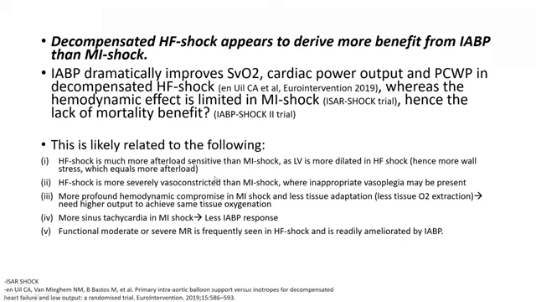Another important idea about balloon pump is that in decompensated heart failure shock, there are two types of cardiogenic shock, heart failure shock and MI shock. Heart failure shock appears to derive more benefit from balloon pump than MI shock. Balloon pump dramatically improves PaO2, cardiac power output, and wedge pressure in decompensated heart failure shock, whereas the effect is more limited in MI shock, hence the lack of mortality benefit in the IABP-SHOCK II trial, the very famous one. And there are various hypotheses for that.